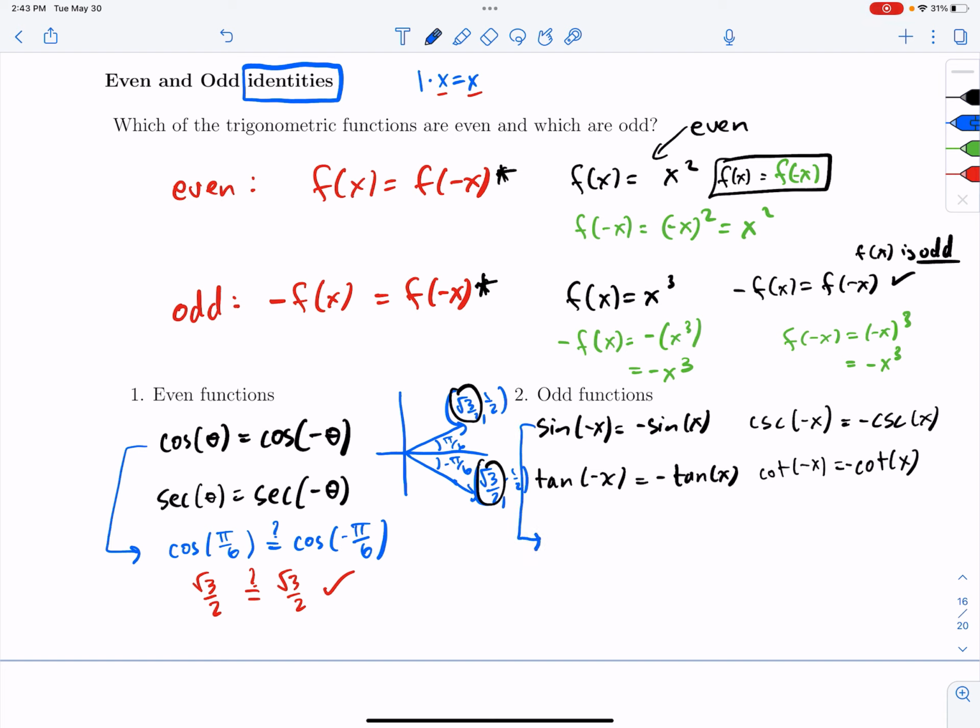Okay. Now let's do something similar for sine. So let's pick an angle on the unit circle. How about, I don't know, 5 pi over 6. So sine of negative 5 pi over 6 is equal to negative sine of 5 pi over 6. Let's verify that. So 5 pi over 6, ooh, that's a bad x-axis here. Okay, so 5 pi over 6 is down here.